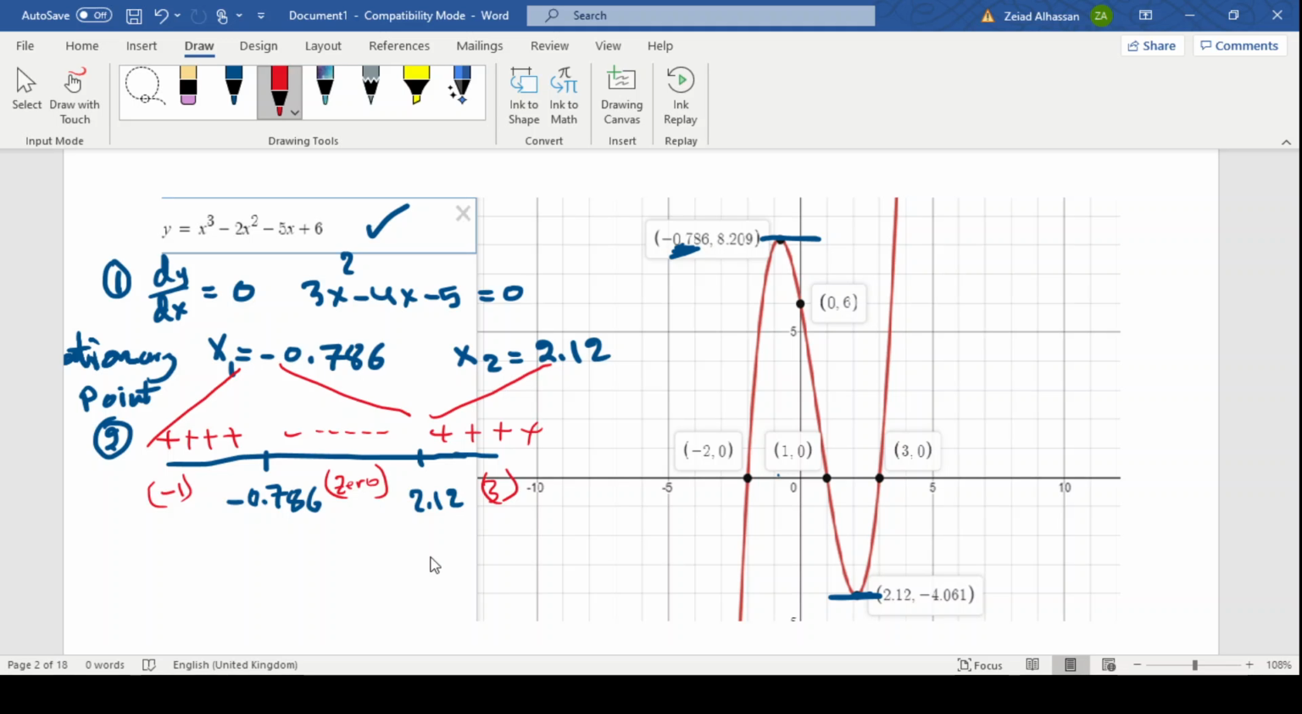Now this is how to find them. So we say that it's an increasing function where x is less than negative 0.786, or it's increasing where x is greater than 2.12, and the function is decreasing when x is between the two values negative 0.786 and 2.12. That's about increasing and decreasing intervals.